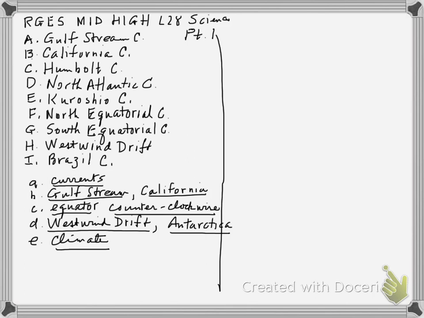D, this causes currents to change direction. And yes, large land masses. And then E, push surface water in different directions. That would be the circulating winds.